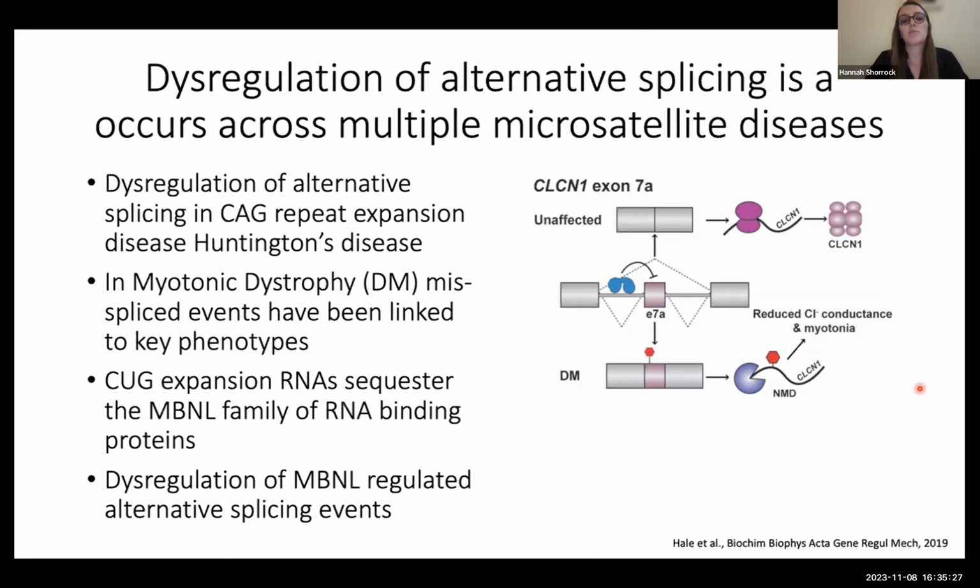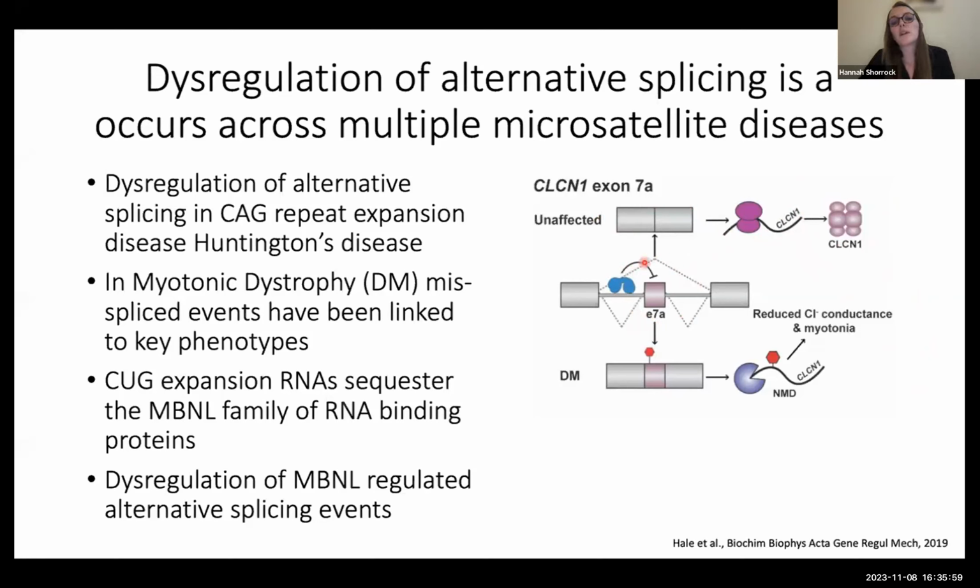And when the CTG repeat expansion is transcribed into RNA, we have these CUG expansion RNAs that sequester the MBNL family of RNA binding proteins. And because the MBNL is bound to this RNA, we then get dysregulation of MBNL-regulated alternative splicing events. So you can see one example here. This is a chloride ion channel. And normally in adults, we have exclusion of this exon 7A, and this leads to the production of full-length and functional chloride ion channel proteins.